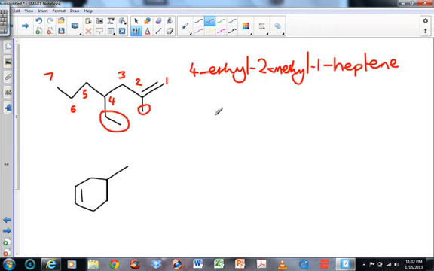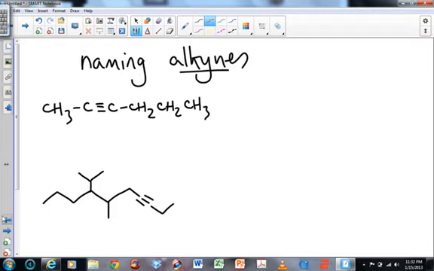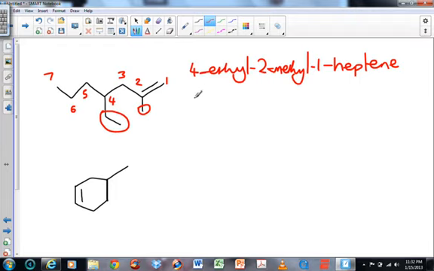Now, before I get to this guy, let me just go through one thing really quick. If I just draw this out. What about this one? It's pretty clear the longest carbon chain is 1, 2, 3, 4, 5, 6 carbons long. So that's going to be based on hexene.